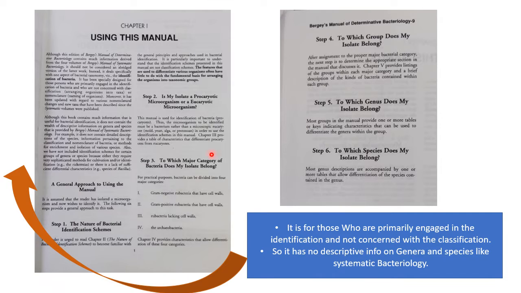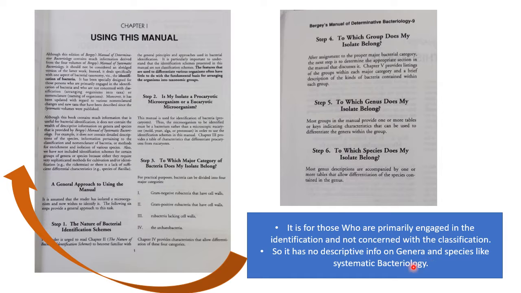Bergey's Manual of Determinative Bacteriology is for those who are primarily engaged in identification and are not concerned with classification. For those who want to identify a culture, they should use determinative bacteriology. It has no descriptive information on genera or species, like systematic bacteriology. So there is a difference between the two. Don't get confused. You can have a question in your viva like which Bergey's manual is used for identification. So it is determinative bacteriology.